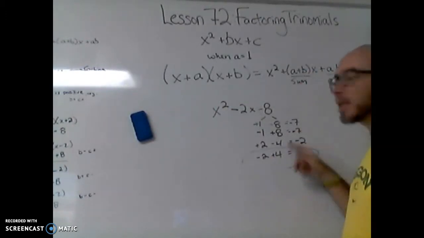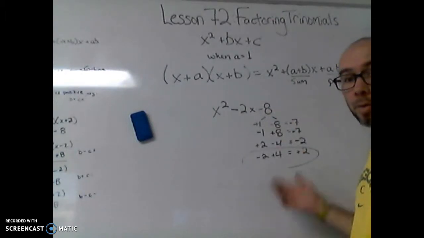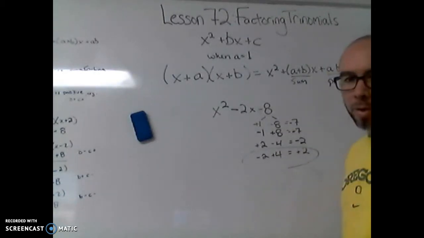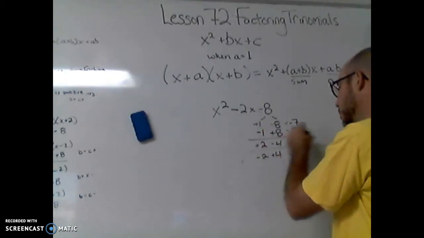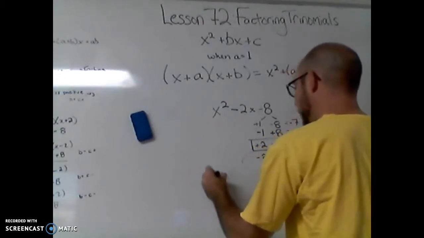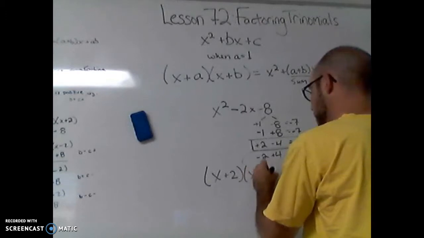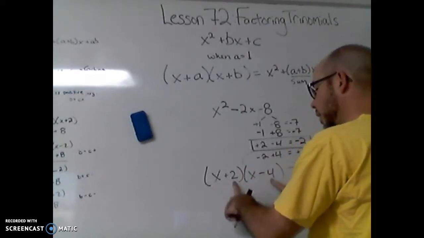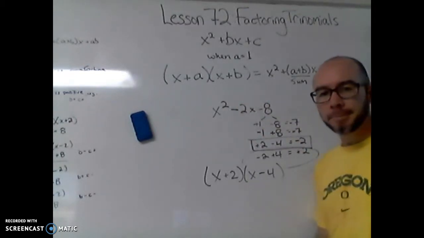We would always play this game with this last number no matter what. So this one, I didn't change the -8, so these are still all the factors, and now I'm looking for the one that sums to -2, and this time, here's our winning set. And so this one could be factored out as x plus 2 times x minus 4. x squared minus 4x plus 2x minus 8. We get back to that.